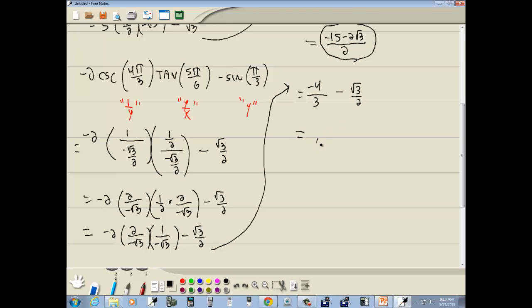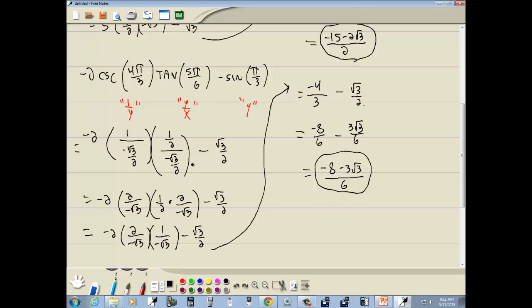Now we want to get a common denominator, which would be 6. So in our first fraction, we multiply the bottom part by 2, so we multiply the top part by 2. That's negative 8. In our second fraction, we multiply the bottom part by 3, so we multiply the top part by 3. So that gives us 3 square root of 3. So we end up with negative 8 minus 3 square root of 3 over 6. And that's our answer.